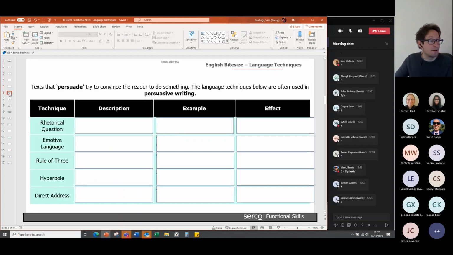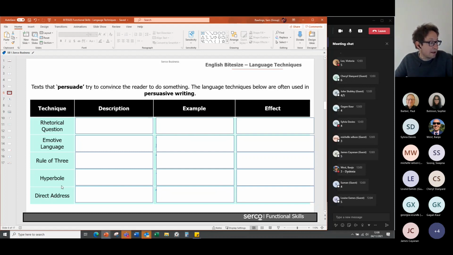All right. So let's get going then with the main part of the session. So what we're going to focus on first is persuasive writing and the language techniques that you might find in a piece of persuasive writing. So remember, persuasive writing is all about getting you, the reader, to do something, whether it's buying a pair of trainers, agreeing with someone's opinion, or anything like that.